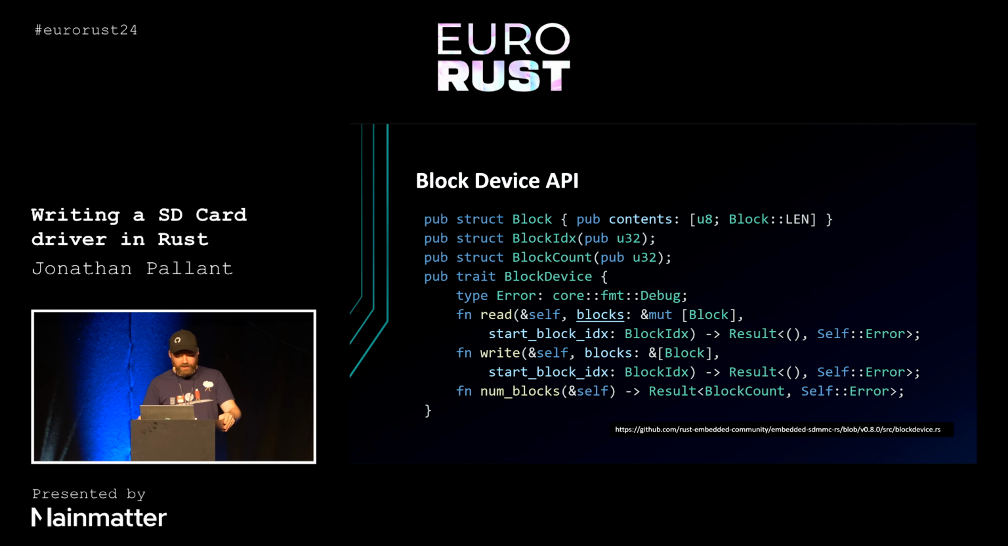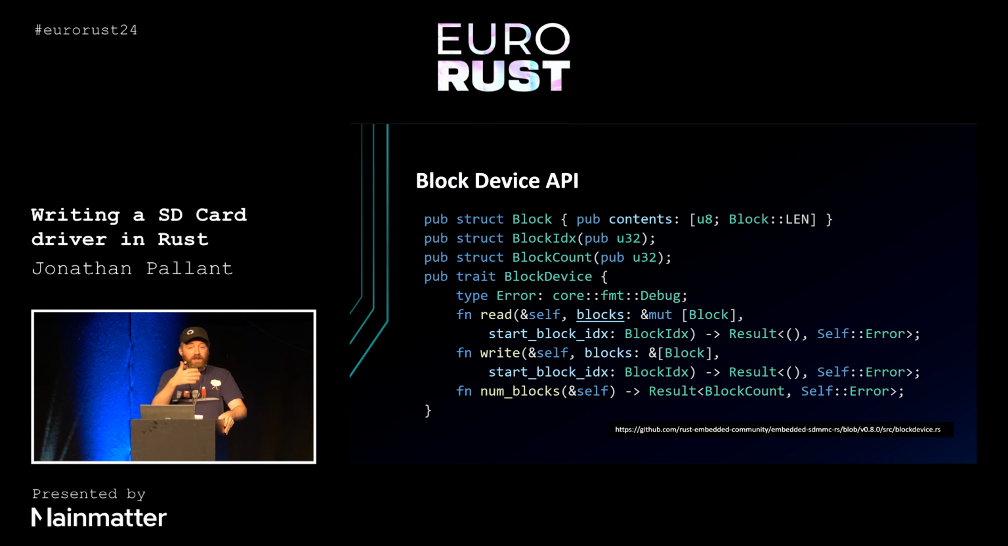So finally, look, some Rust code. This is what the block API looks like. We have a type representing the block, which is of some block length, which is, in my case, always 512 bytes. Then we have a block index and a block count. These are the equivalent of instant and duration in the standard library. One is an absolute value, and one is relative.